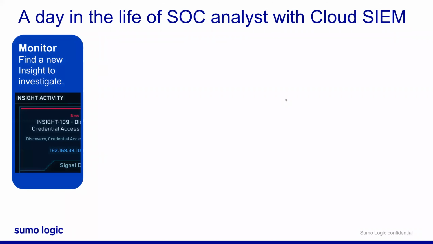So Cloud SIEM is first going to automatically detect and monitor potential threats by analyzing millions of records and distilling them down into a handful of insights with a low false positive rate. And you can choose the insights from the homepage of the Cloud SIEM in the Insight Radar, as we'll start to look at.